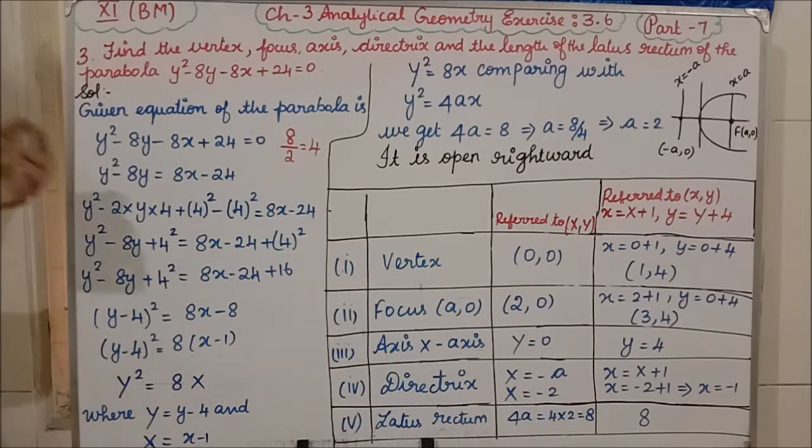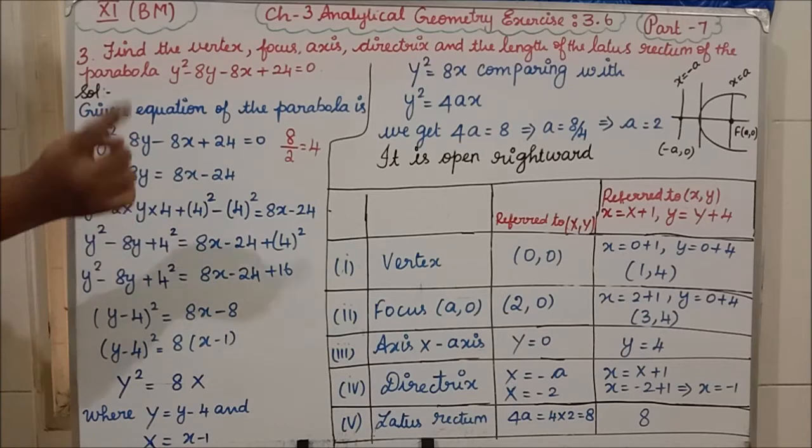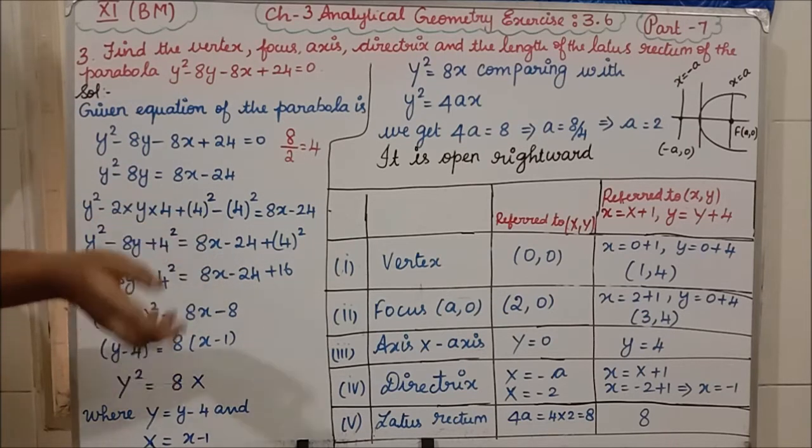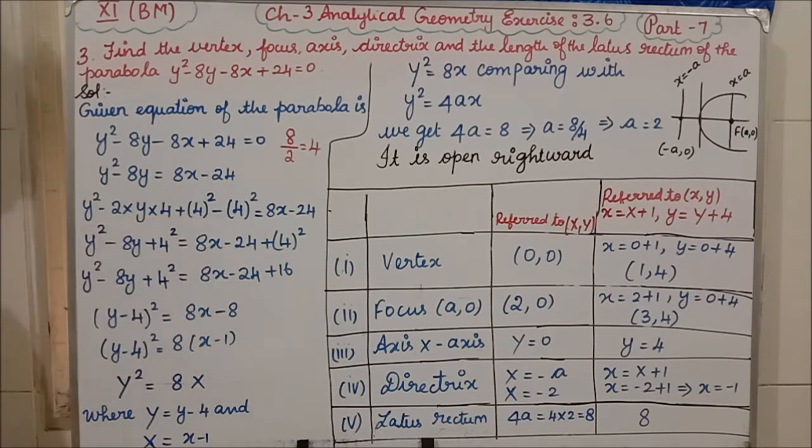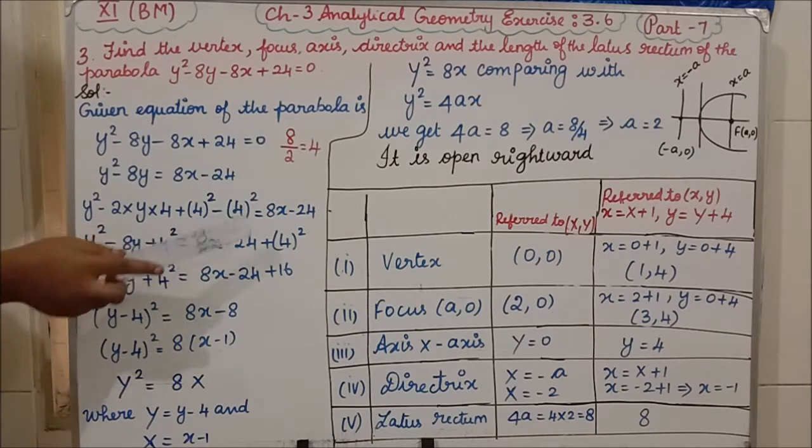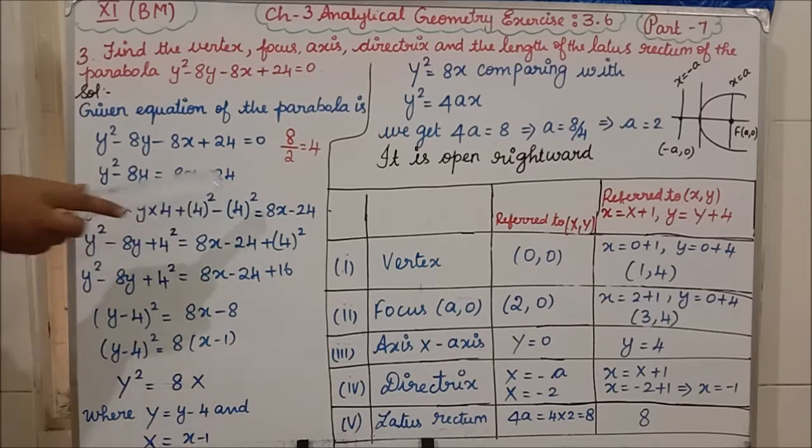So whatever number we are having before y, you have to divide that number by 2. Since I am having 8 here, dividing by 2 I am getting 4. The same number you have to square, add and subtract. Clear? Since I am getting 4 here, the same number you have to square and add, and square and subtract.